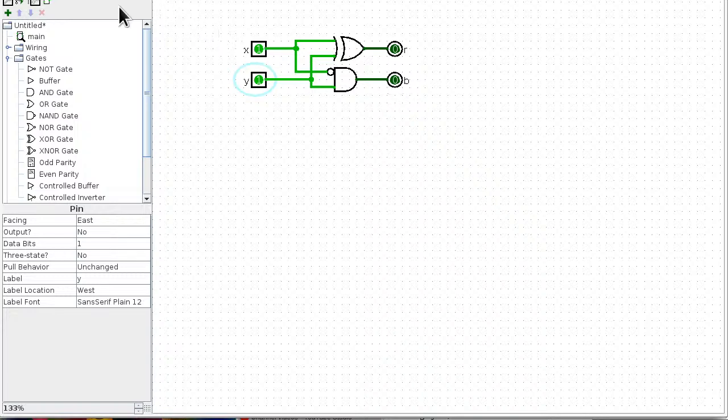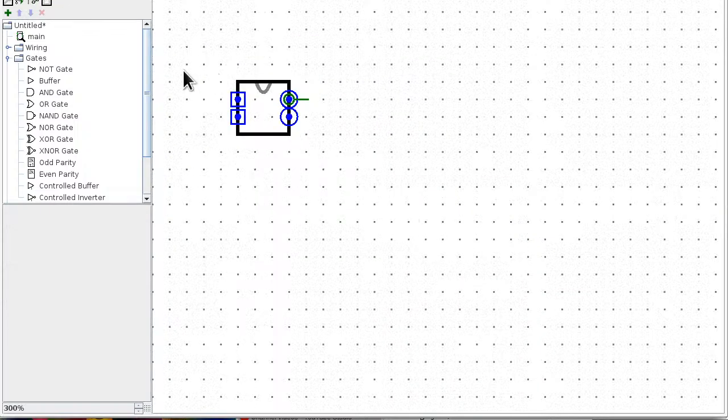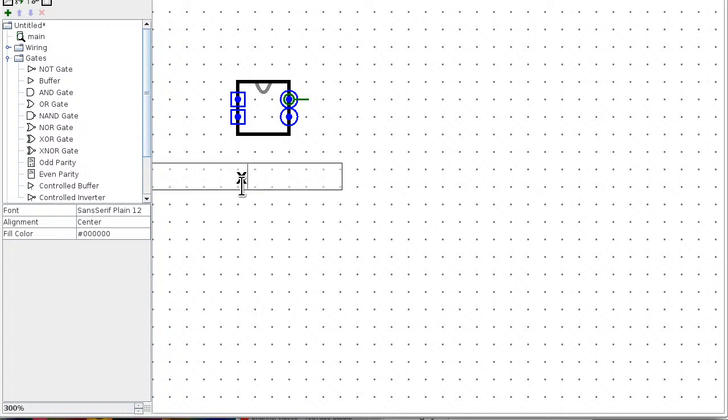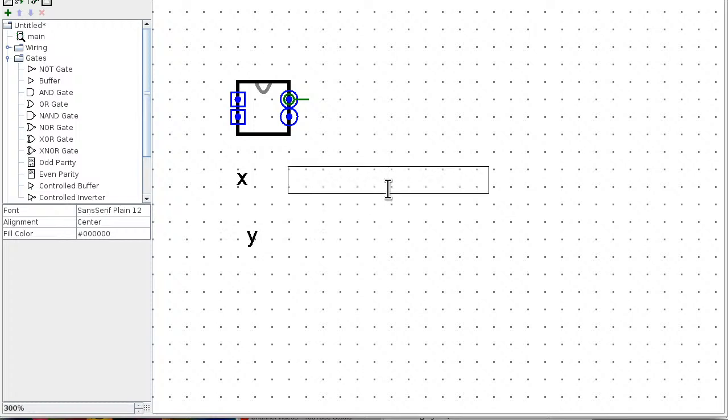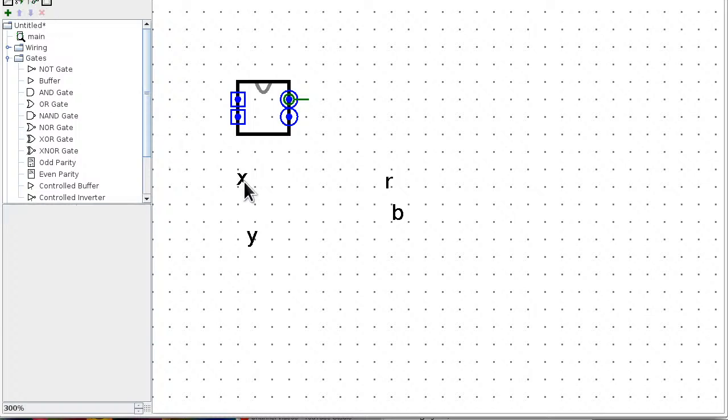Okay, so now we can turn it into a component. That's it, right? This time we have to label it carefully, because subtraction is not commutative. So we do have to clearly indicate which one is x and which one is y. And then we have the result and the borrow. Then we move these things into the place that we want to put them. Here's x, here's y, and here's r, and here's b. There we go.